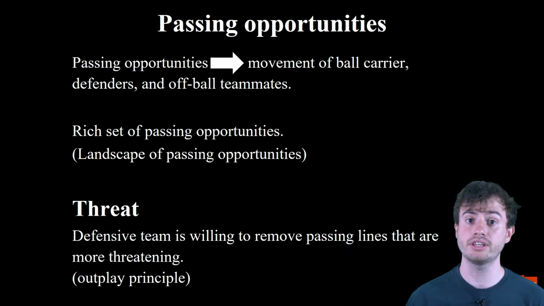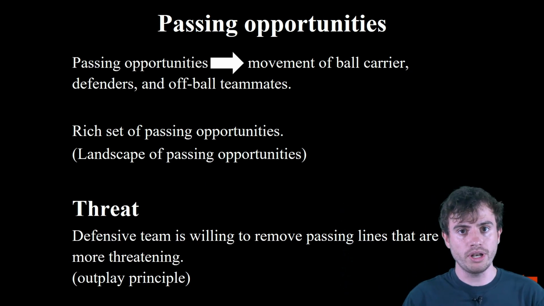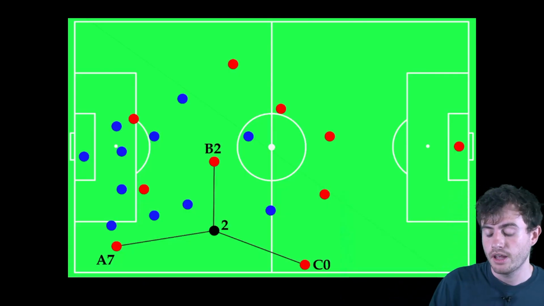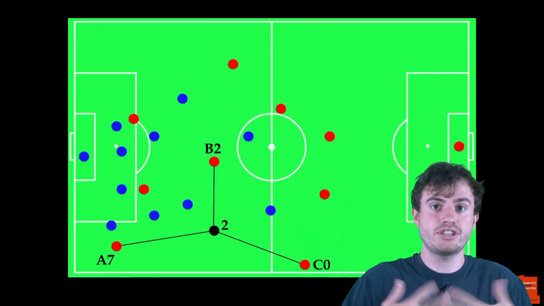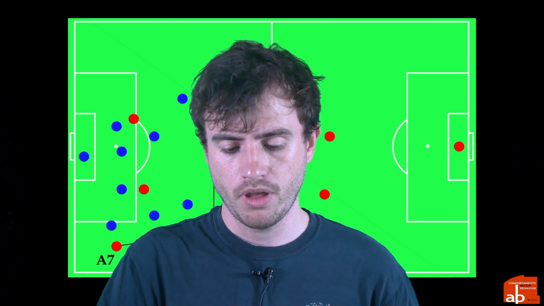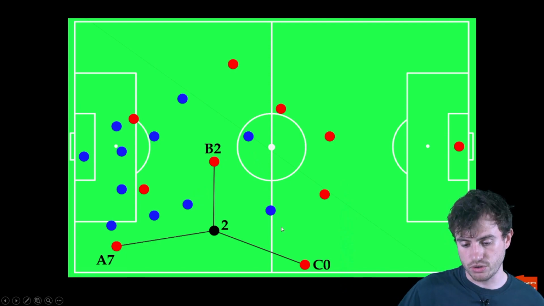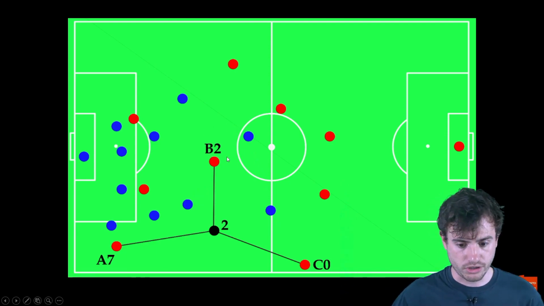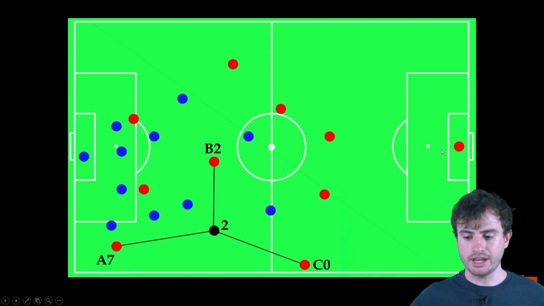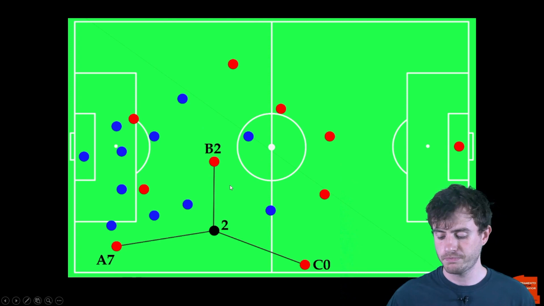We also believe that the threat is very important for passing opportunities, as defensive teams are going to be more willing to cut lines that are more threatening for them. To conceptualize this threat, we use the outplay principle that basically measures how many players of the opposing team are in between me and my own goal. So here we have two players, B and A. B has two players, the two strikers, in between him and his own goal. So he's outplaying two players, while A is outplaying 7 players. We have 7 players in between him and his own goal. We believe that this player will be generating more threat than a player that's outplaying fewer players.